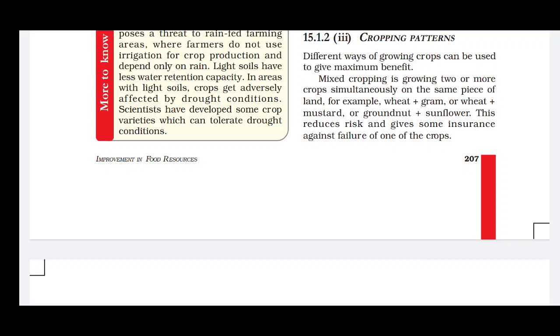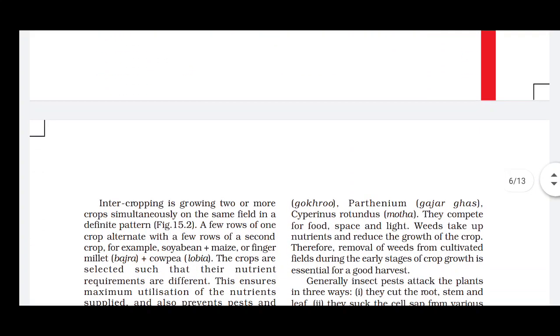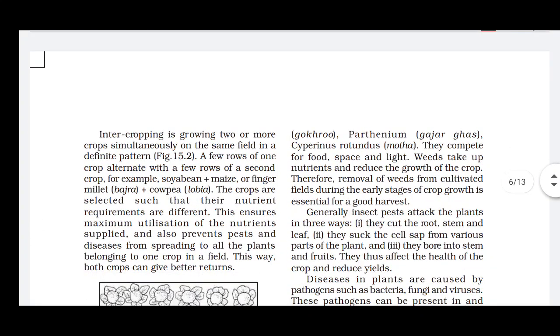and it will help to cope with the risk of total crop failure if the monsoon is uncertain. It gives some insurance against failure of one of the crops. If one of the crops fails, the farmers can depend on the growing of the other crops.